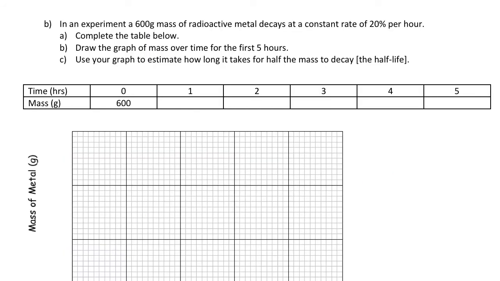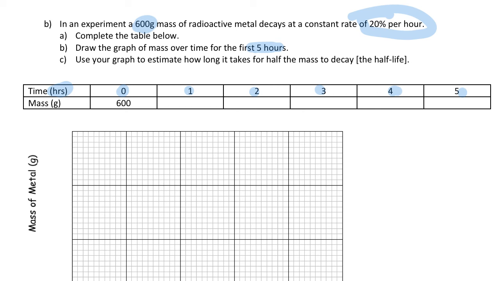Example 8. In an experiment, 600 grams of mass of radioactive metal decays at a constant rate of 20% per hour. So again, it's decaying at a rate of 20% per hour, which is why the time is measured in hours. And because we're going up to the first 5 hours, we've got 1, 2, 3, 4, and 5. Initially, whenever time is 0, we've got 600 grams, which is marked below.